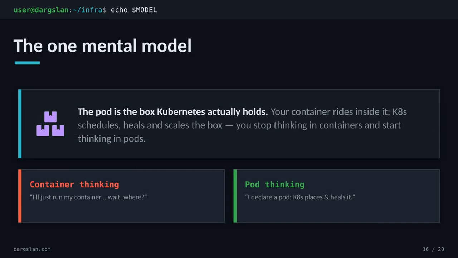If you take just one mental model away from this whole series, make it this: the pod is the box Kubernetes actually holds on to. Your container rides inside it, and Kubernetes schedules, heals, and scales the box, not the container directly. So instead of asking, where do I run my container, you start declaring a pod and letting the cluster decide where it lives. That shift from container thinking to pod thinking is really the whole game.